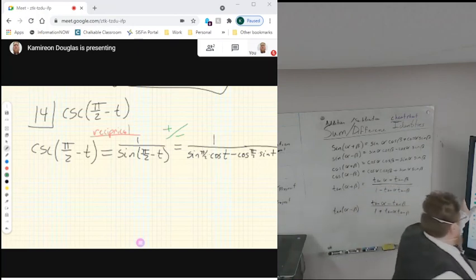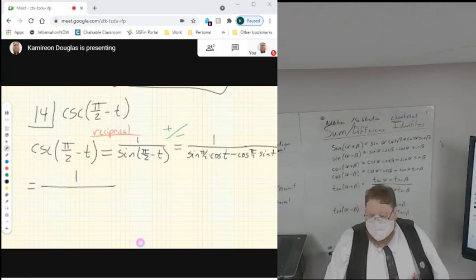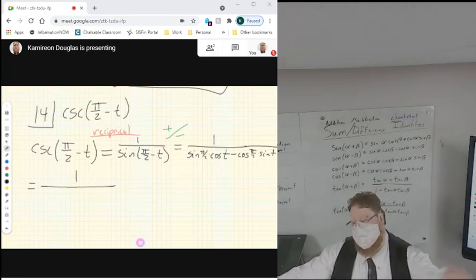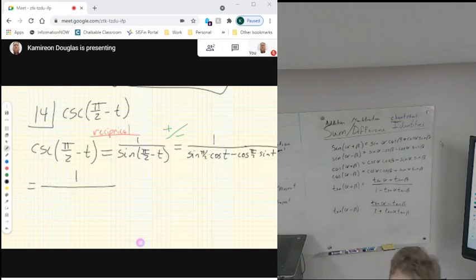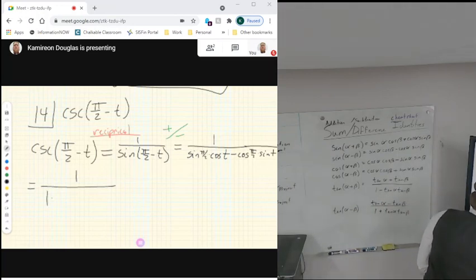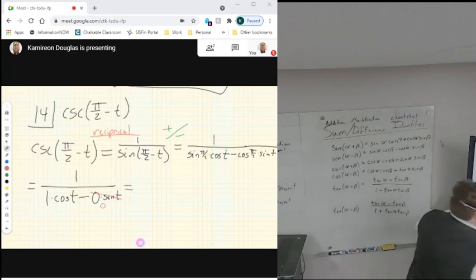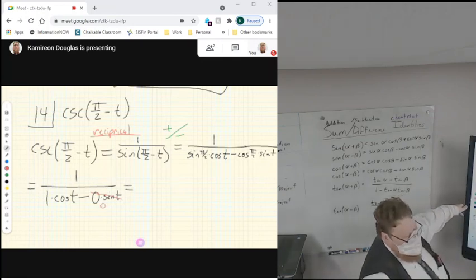Equals. Again, the top is still a 1. I have not touched it at all. Sine of pi over 2, I go to my unit circle: 1. Times cosine t, minus 0 times sine of t. So this is 0, which means it'll be 1 over cosine t, which is secant.